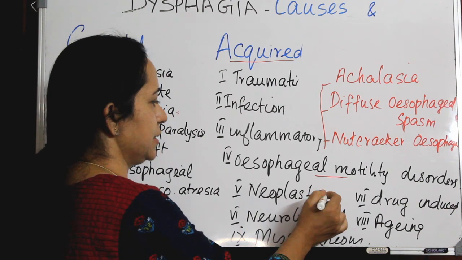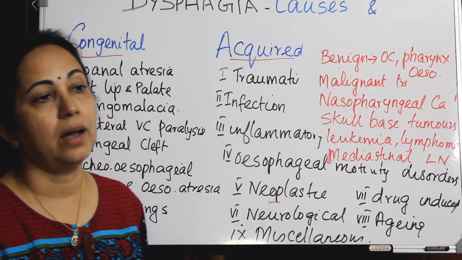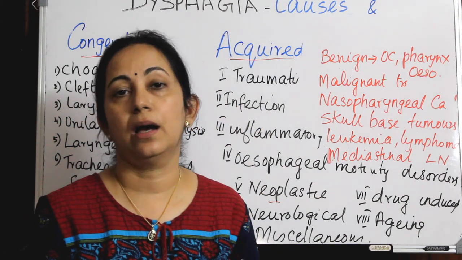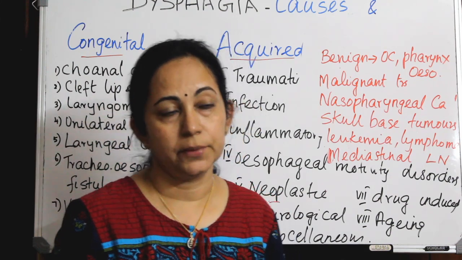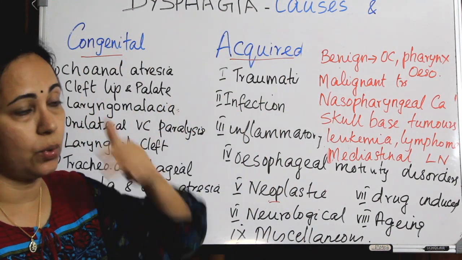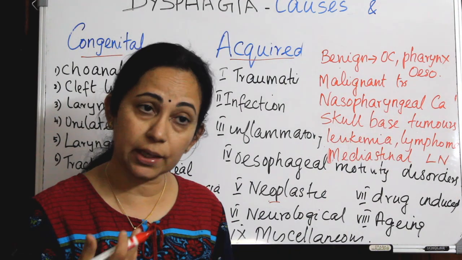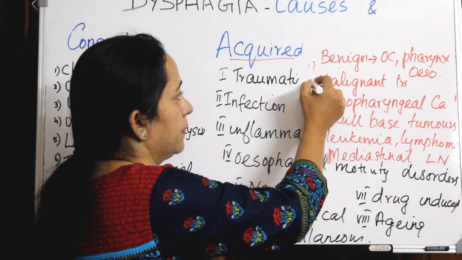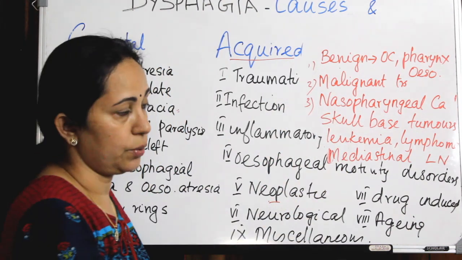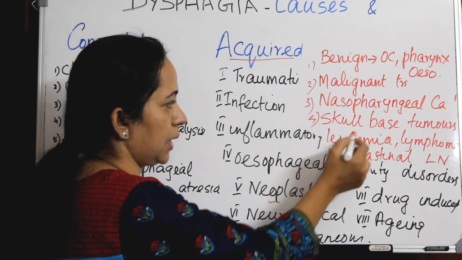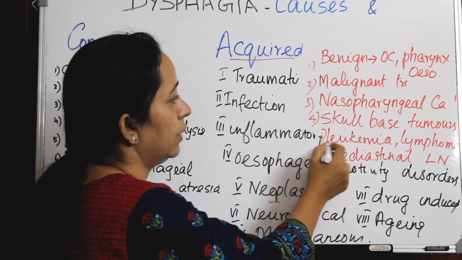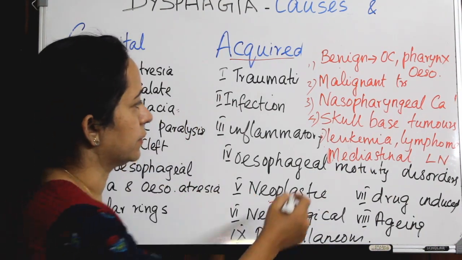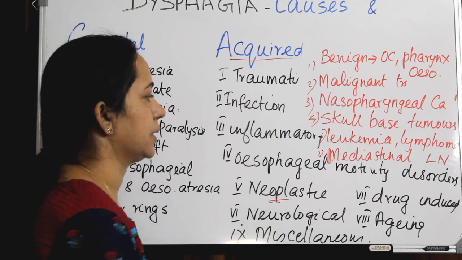Under neoplastic conditions, neoplastic lesions can be either benign or malignant tumors from the lip, from the skull base up to the diaphragm. Okay, so it can be benign tumors of the oral cavity, pharynx or esophagus, or it can be malignant tumors of the oral cavity, pharynx and esophagus. Then it can be an esophageal carcinoma or any tumors of the skull base, or it can be leukemias and lymphomas, or it can be enlarged mediastinal lymph nodes. So all these come under neoplastic lesions.